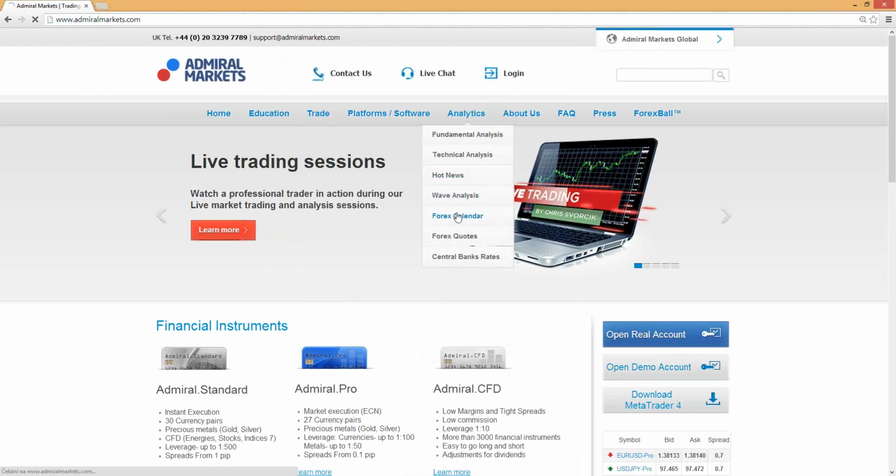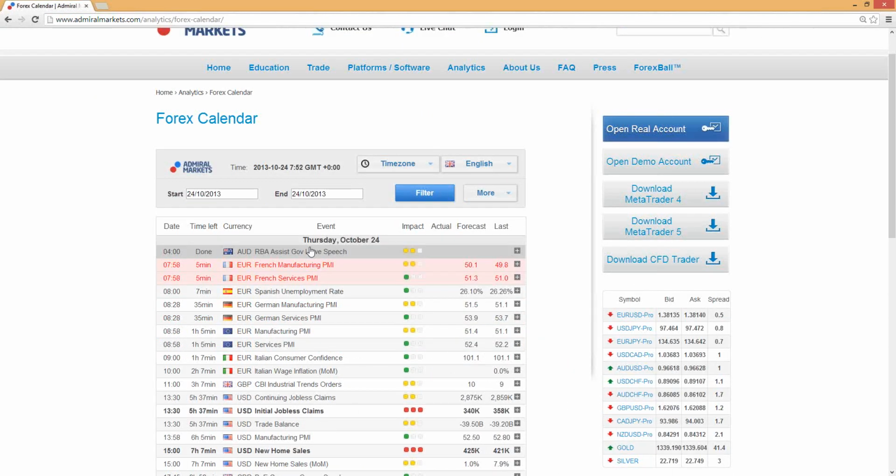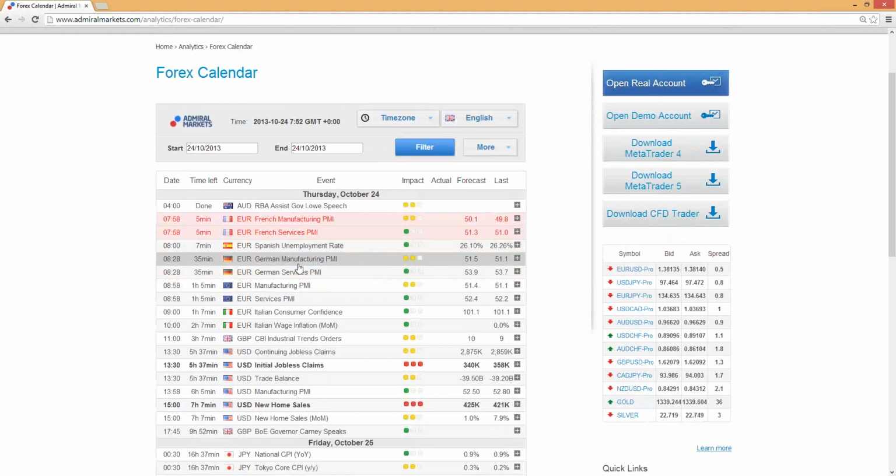We're going to go to the Forex calendar though, and take a look at what might be happening in this session. Not much. We have medium impact news on the German PMI. That could still be of interest though. That's 35 minutes from now, and some USD news later in the New York session.